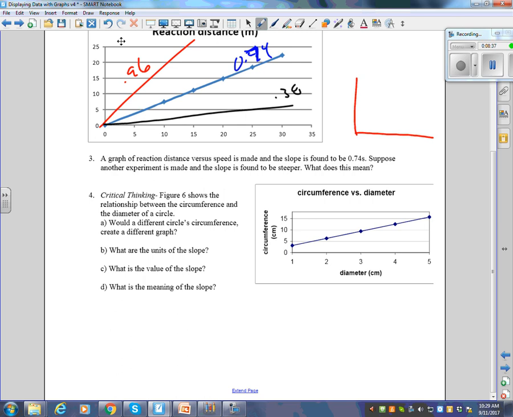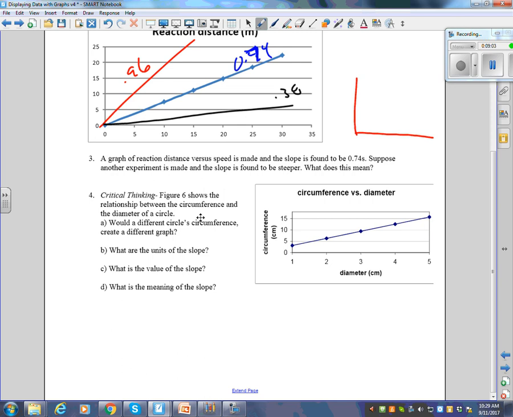Okay, now number 4 is the hardest one of the bunch. Figure 6, this one right here, shows the relationship between the circumference and the diameter of a circle. So, terminology. What does the circumference of a circle mean, Mallory? Lane, what is circumference? The distance around, circumference, right?